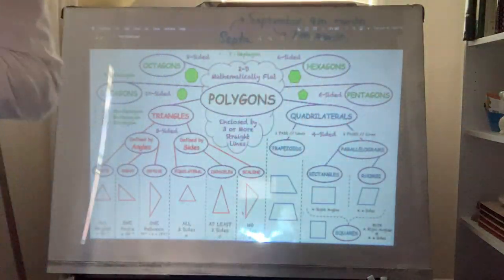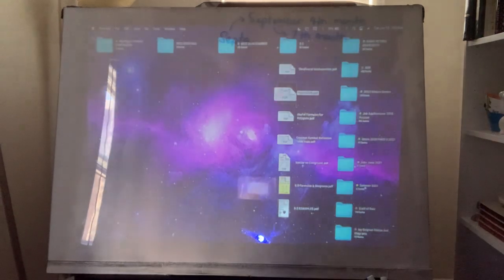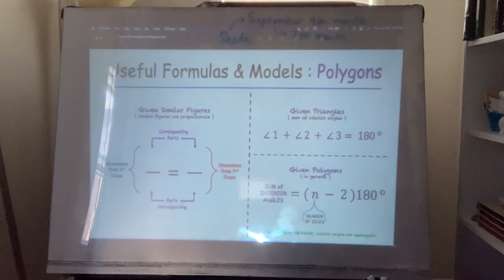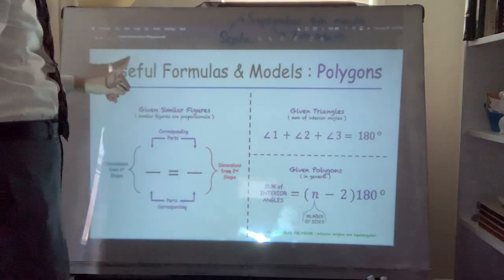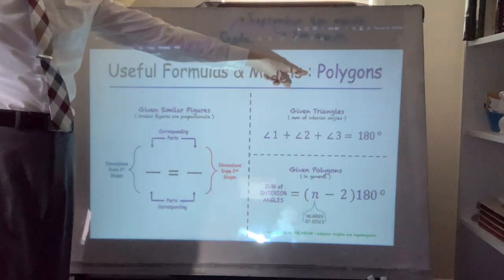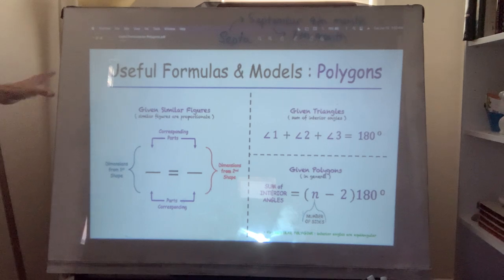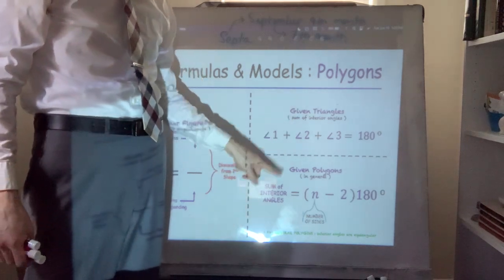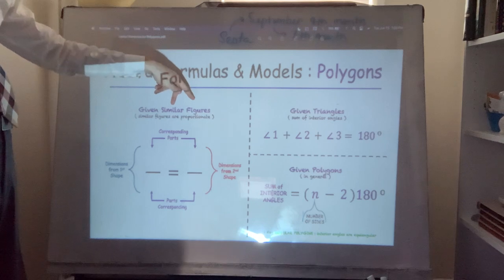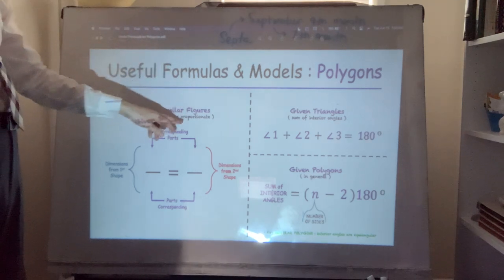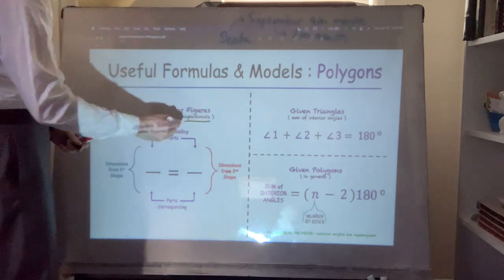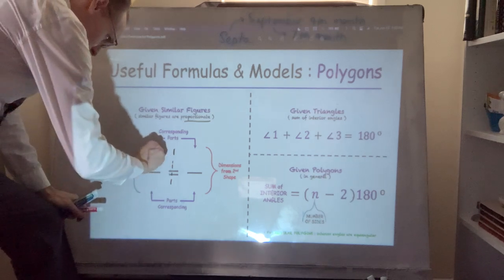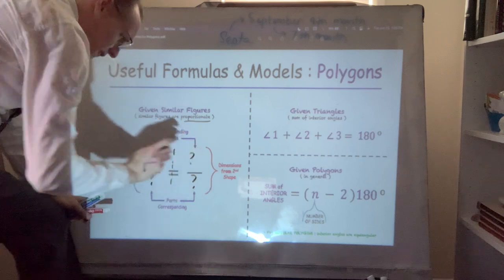Okay. Now, very briefly, let me discuss this. Insofar as the math calculations, formulas, and models relevant to the section on polygons we're in, this is the model that you're probably going to use, and these are the two formulas that you're going to use. When you're given similar figures, we're going to get into that in a bit, similar figures are proportionate, and since they are proportionate, you can use this model to write an equation, which means that you have just basically four parts to fill in, right?